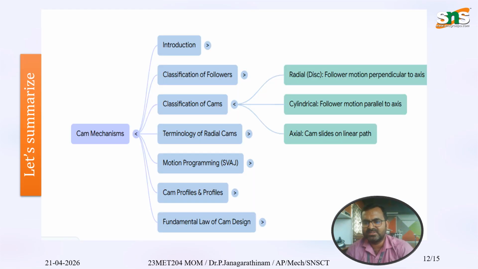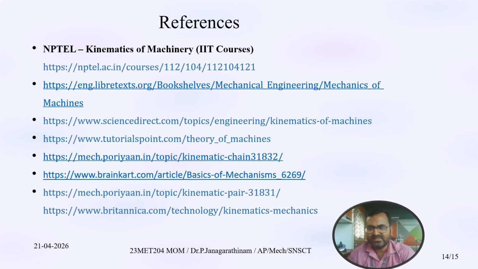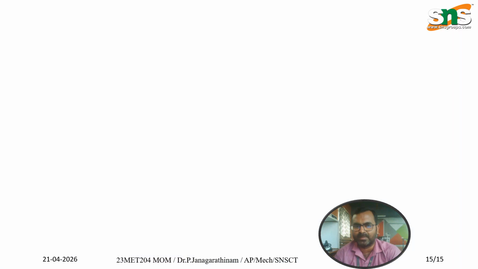This is the overall summary mind map: introduction, classifications of followers and terminologies, the types of motions, and how we can classify them into radial, cylindrical and axial. This is the assessment quiz, and this is the reference. Based on this reference, I made this PPT.